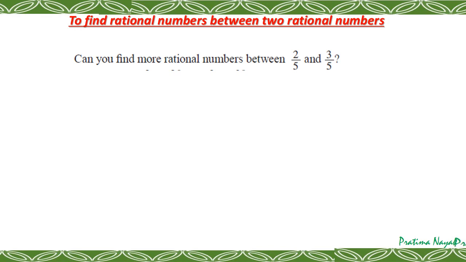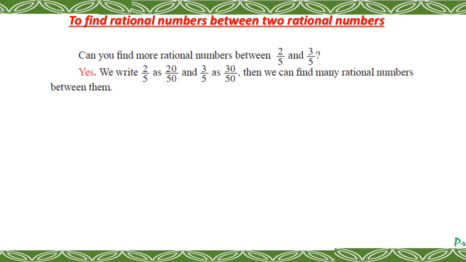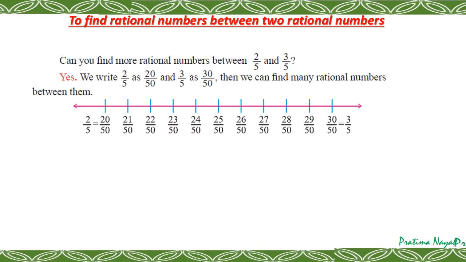Yes, we can find. We will write 2 by 5 as 20 by 50 and 3 by 5 as 30 by 50. Now we can find as many rational numbers as we wish. So we can represent them on the number line also. We can represent 2 by 5, 21 by 50, 22 by 50, 23 by 50, 24 by 50, 25 by 50. So they will be in between 2 by 5 and 3 by 5.